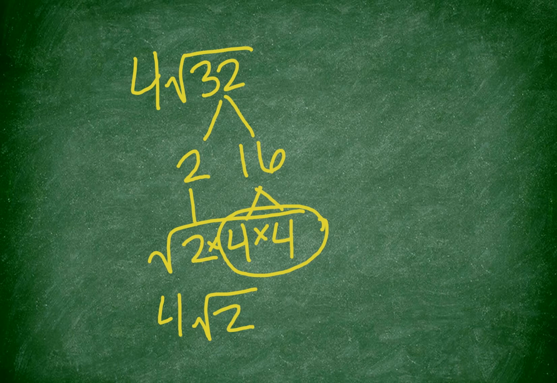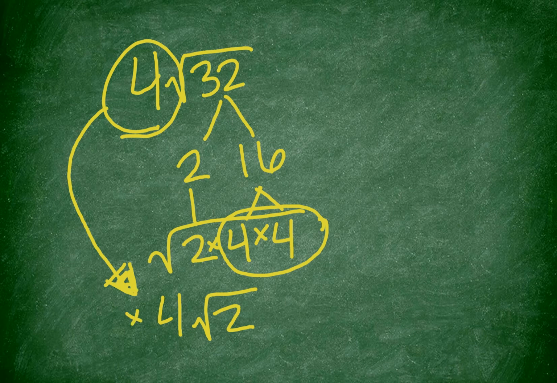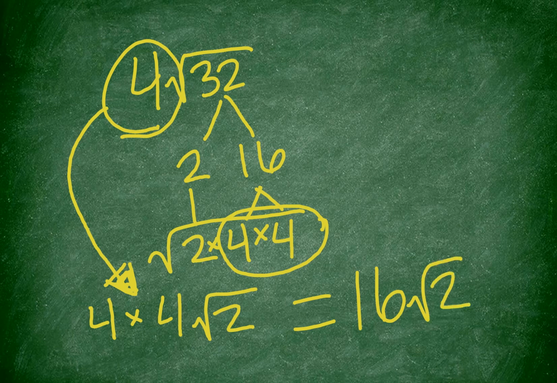Now, I still have this 4 up top, and we can't forget about that. And if you'll just remember that numbers that are already existing on the outside multiply the numbers that you're pulling out of your radical when you're simplifying. So the final answer is going to be 16, because 4 times 4 is 16. 16 square root 2. So hopefully that makes sense.